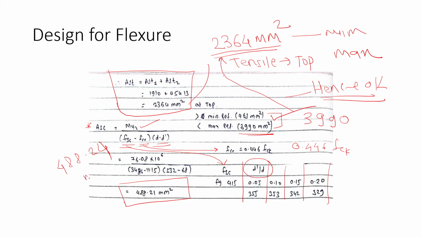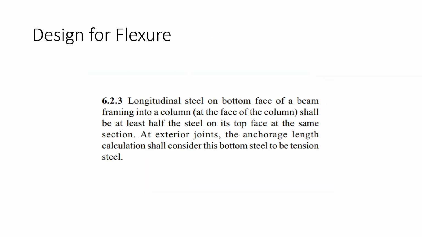488.21 mm square. Now again you have to compare this with minimum and maximum reinforcement. So here we can see this value is greater than minimum and less than maximum. So right now we can say it is okay, but there is one additional clause. Let's see what that clause is.